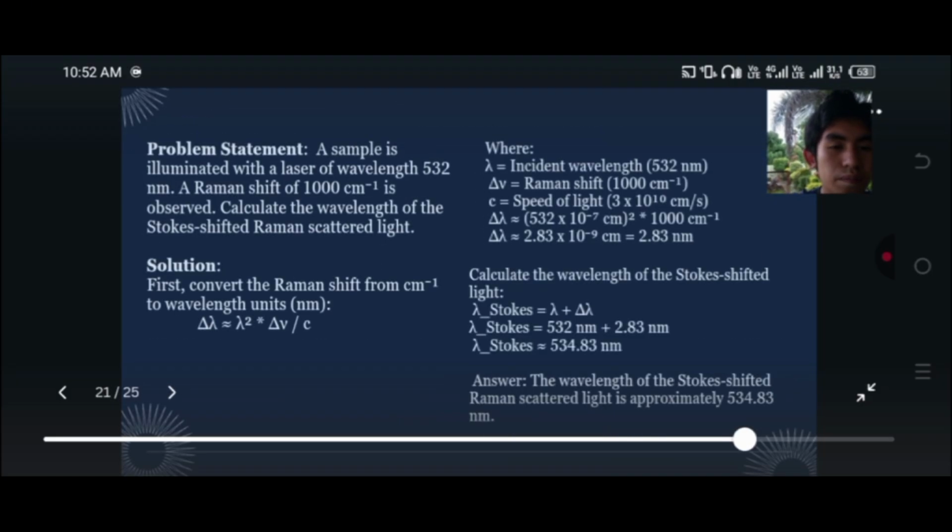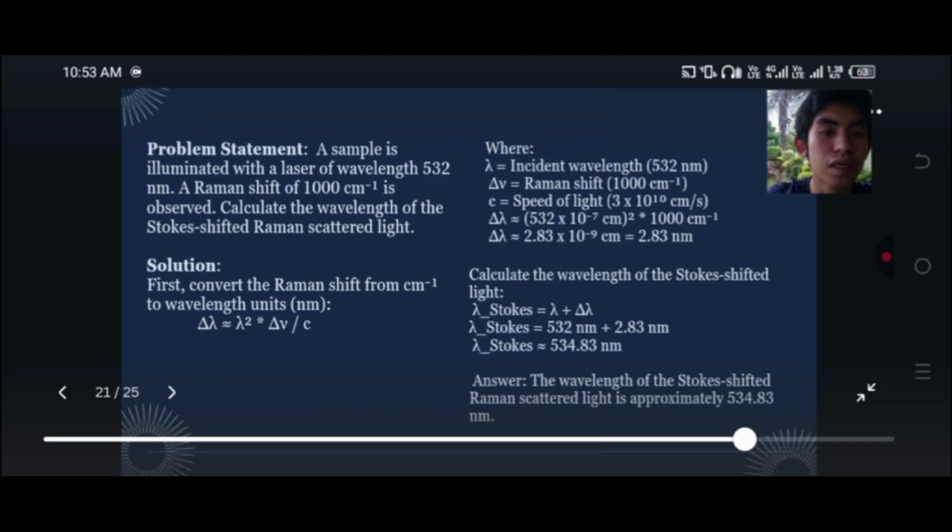Next, problem set. Problem statement: a sample is illuminated with a laser of wavelength 532 nanometers. A Raman shift of 1000 inverse centimeters is observed. Calculate the wavelength of the Stokes-shifted Raman scattered light.